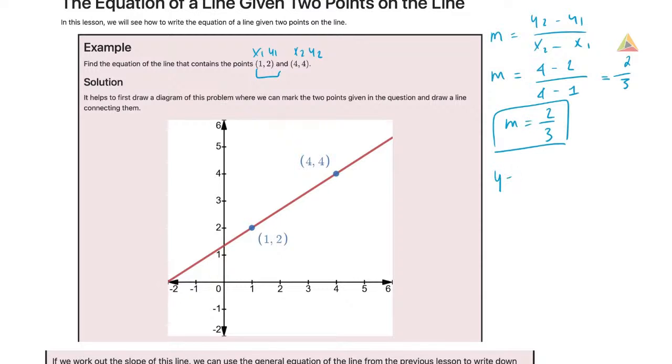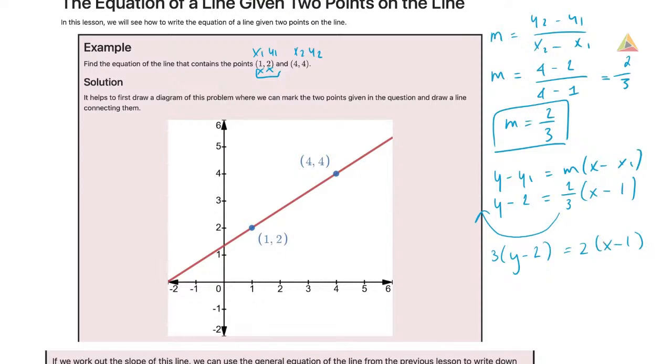So the equation of the line is y minus y1 is equal to m bracket x minus x1. So y1 in this case is 2. So y minus 2 equals m, which is our slope, which we just got, 2 over 3, bracket x minus x1, which is 1. So we're going to bring the 3 under to get rid of the fraction. So it's going to be 3 by y minus 2 is equal to 2 by x minus 1. So we want to get rid of the brackets now. So 3 by y is 3y. 3 by minus 2 is minus 6 is equal to 2 by x, which is 2x. And 2 by minus 1 is minus 2.